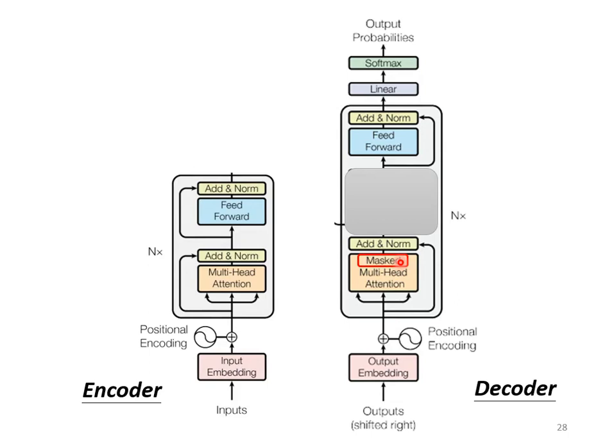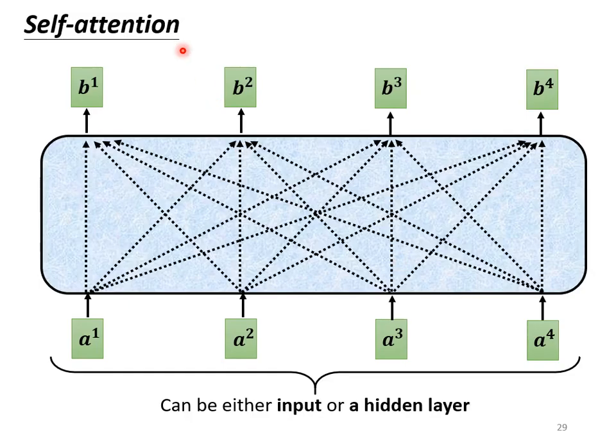The meaning of the masked is that this is our original self-attention. Input is a row of vectors. Output is another row of vectors. For each output of this row of vectors, it makes the decision after reading the complete input. So when outputting B1, it is actually based on all the information from A1 to A4.